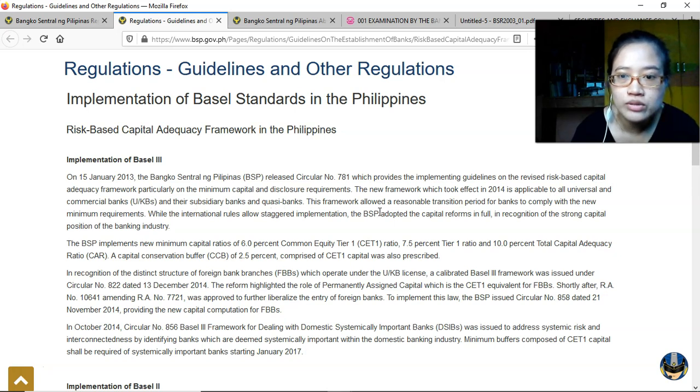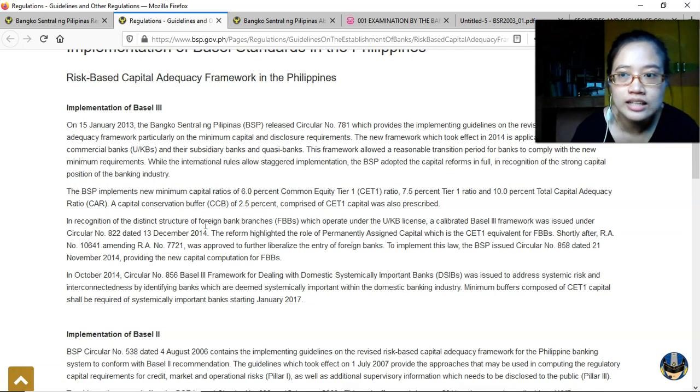This framework allowed a reasonable transition period for banks to comply with the new minimum requirements. International rules allow staggered implementation. The BSP adopted the capital reforms in full in recognition of the strong capital position of the banking industry. Okay, if the banks have the financial capability, there's no need for the staggered implementation. If it can be implemented immediately, then I think that's what the BSP did.